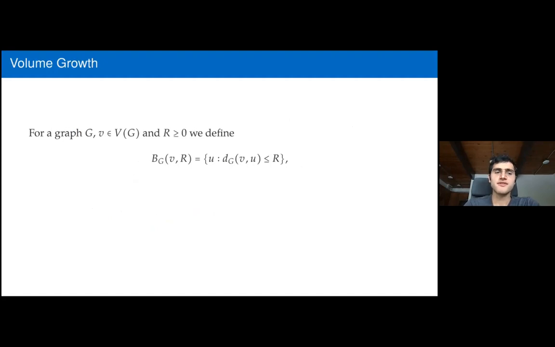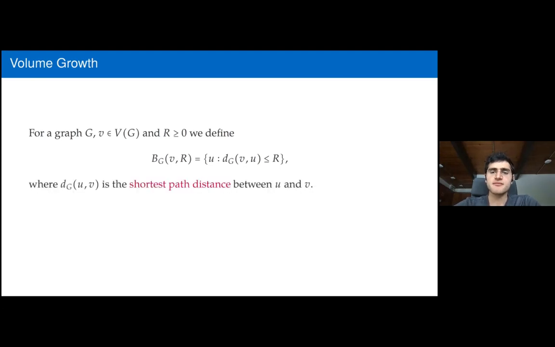Now I'm going to define uniform volume growth, but first I need to define a few other things. Given a graph G and a radius R, we define the ball of radius R around some vertex V of G to be the set of all vertices U that are within distance R of V. By distance, I mean the shortest path distance. In this talk, we're interested in how the volume of this ball grows as a function of R.